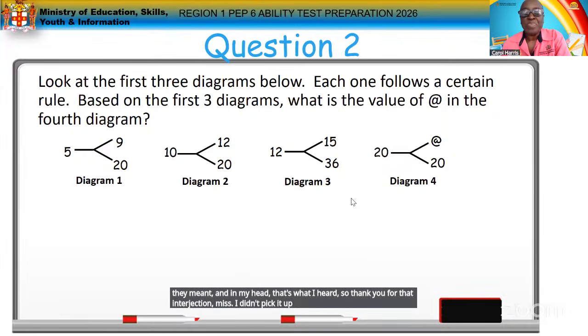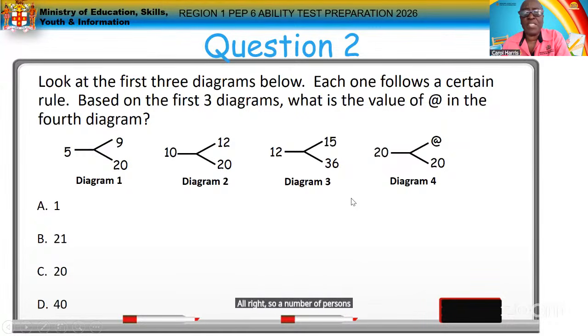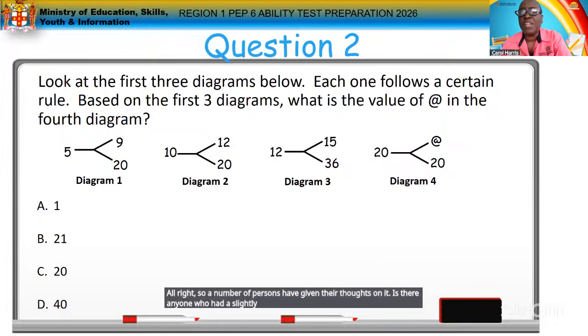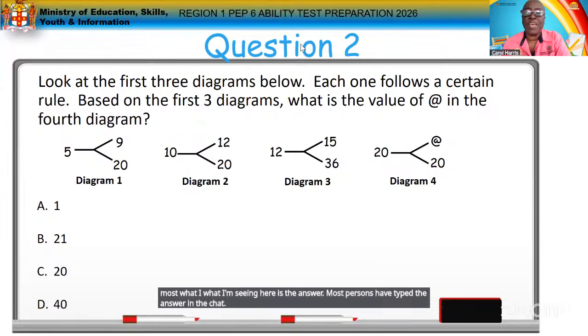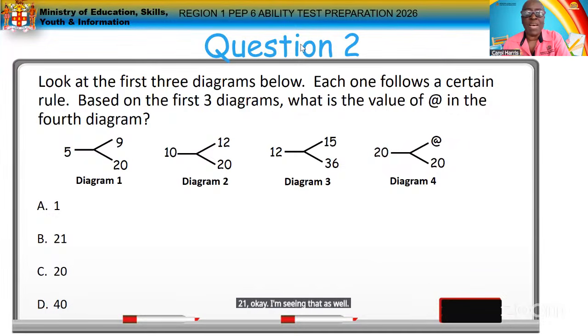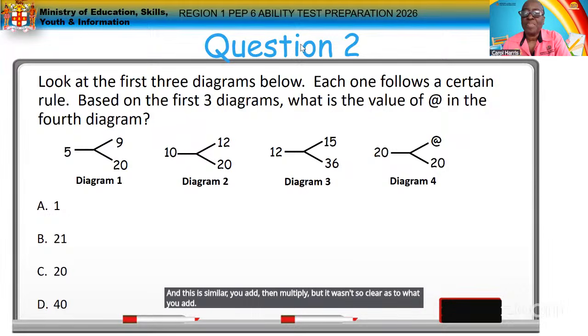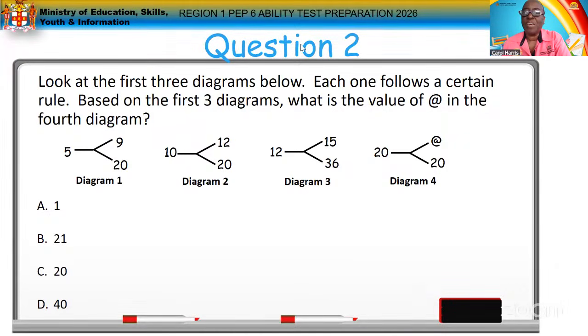Thank you. All right, so a number of persons have given their thoughts on it. Is there anyone who had a slightly different approach? Let me see if there's anything. Did you say anything in the chat? That's a different approach, Miss? What I'm seeing here is the answer. Most persons have typed the answer in the chat. 21, okay. I'm seeing that as well. And just as similar, you add, then multiply, but it wasn't so clear what you add. Okay, all right. Thank you for that.